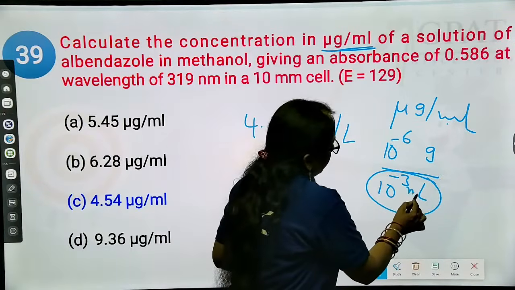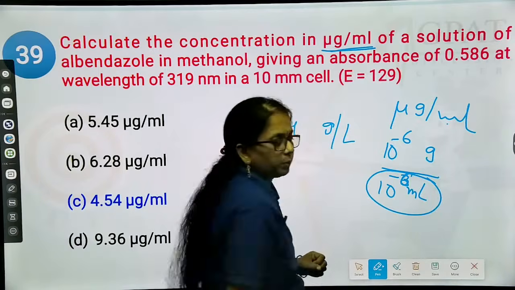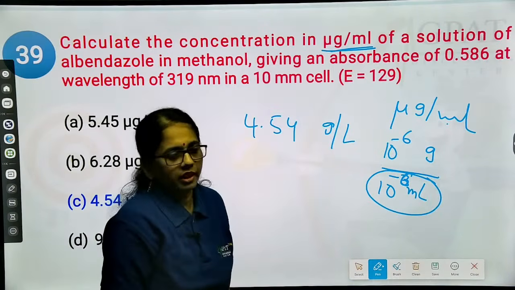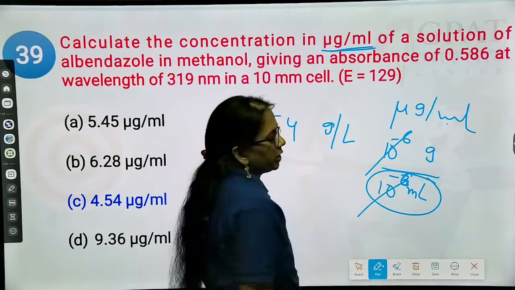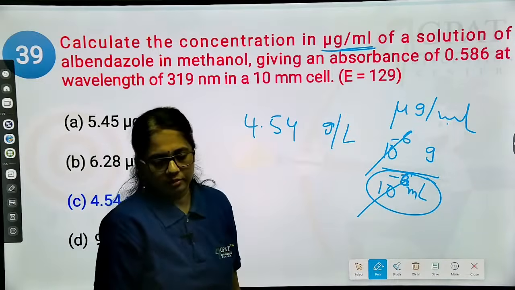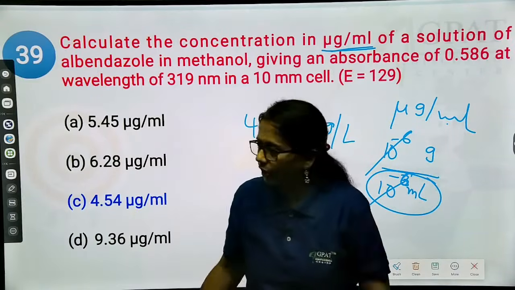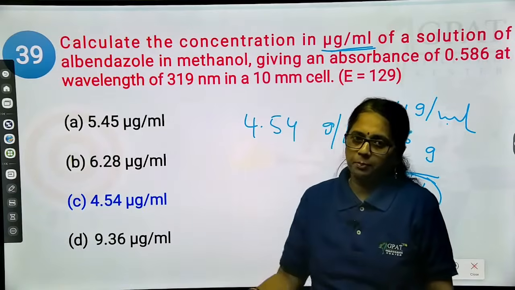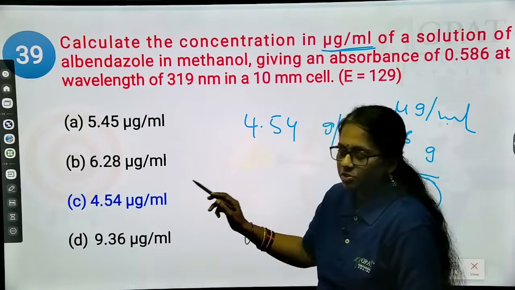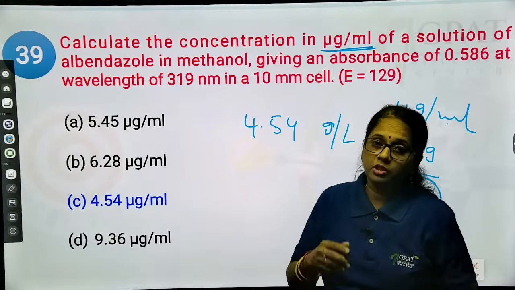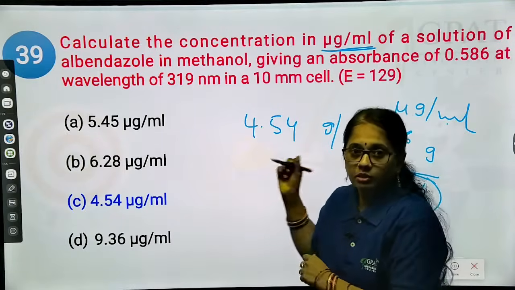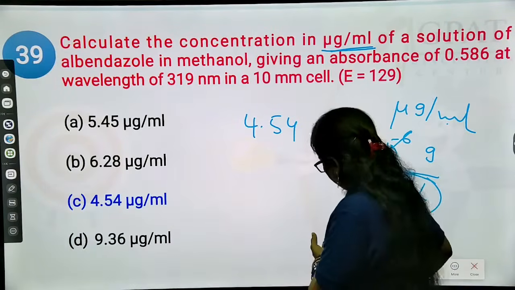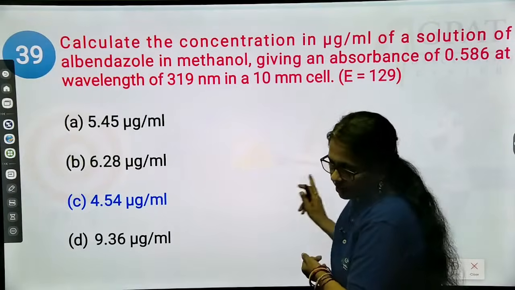Actually, ml means you are going to see the 10 to the power of minus 6 here, right. So this 10 to the power of minus 6 and 10 to the power of minus 6 both get cancelled. So you are going to see the 4.54 microgram per ml. Per liter means you are going to see the 10 to the power of minus 3 additionally. That's what we have done previously, okay. So in this case, this C option is the right answer.